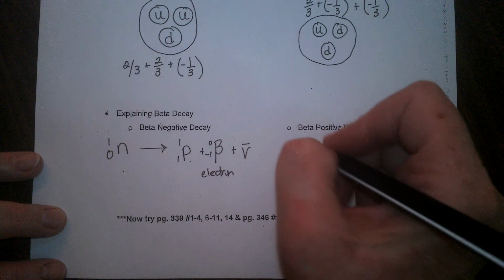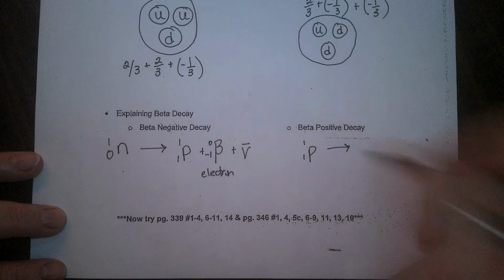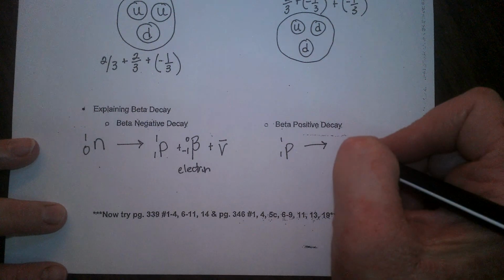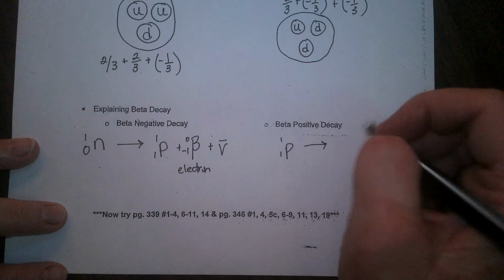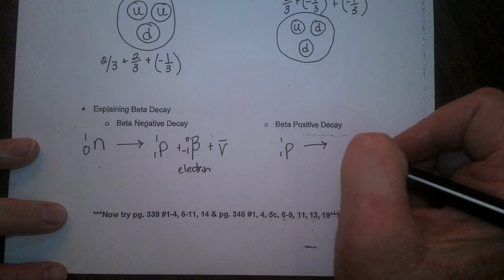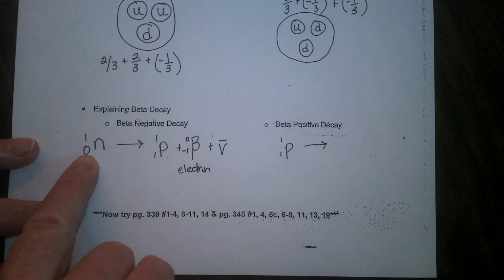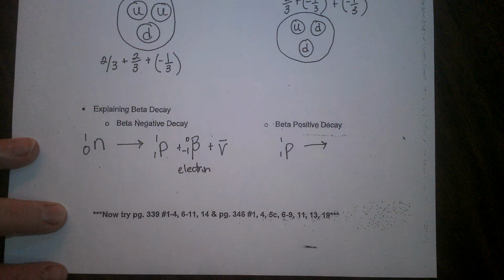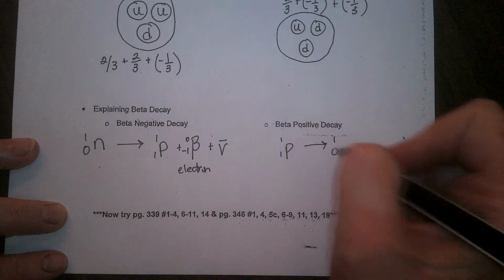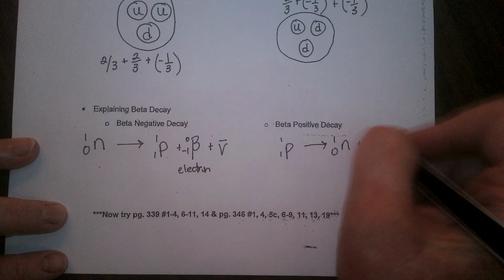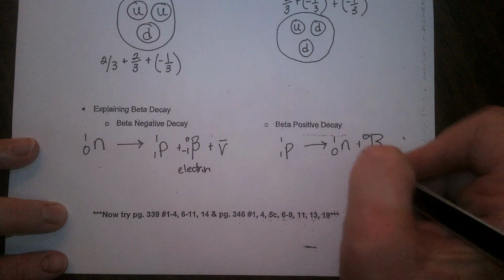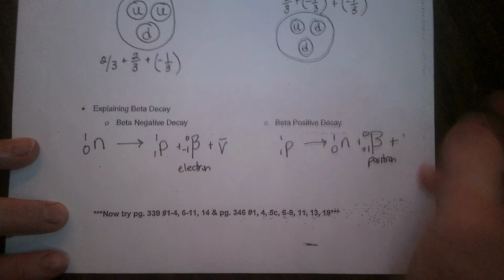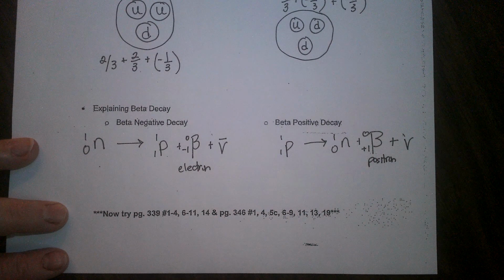What about beta positive decay? I'm going to start with my proton. And my daughter cells are going to be, what do you think your daughter cell is? This is a neutron, gives me a proton. So here I have a proton. It's going to give me a neutron, my positron, and a neutrino. Okay.